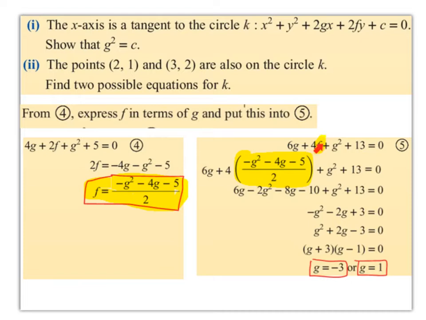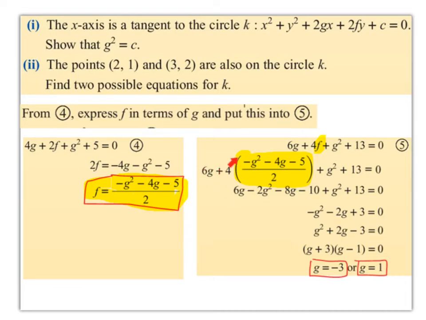So we're going to take this and we're going to substitute it into equation 5. So we're going to swap that f for a set of brackets, a big set of brackets, and put this into the brackets. So we end up with minus g squared minus 4g minus 5 all over 2 in the brackets. And we just bring everything else down. So then we multiply out the brackets. So we're going to bring down the 6g.